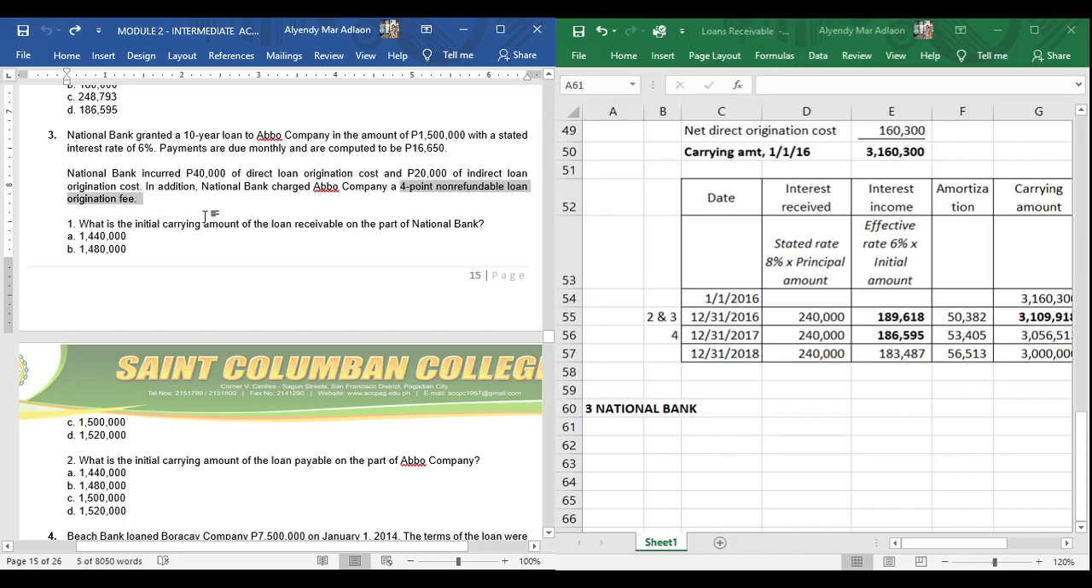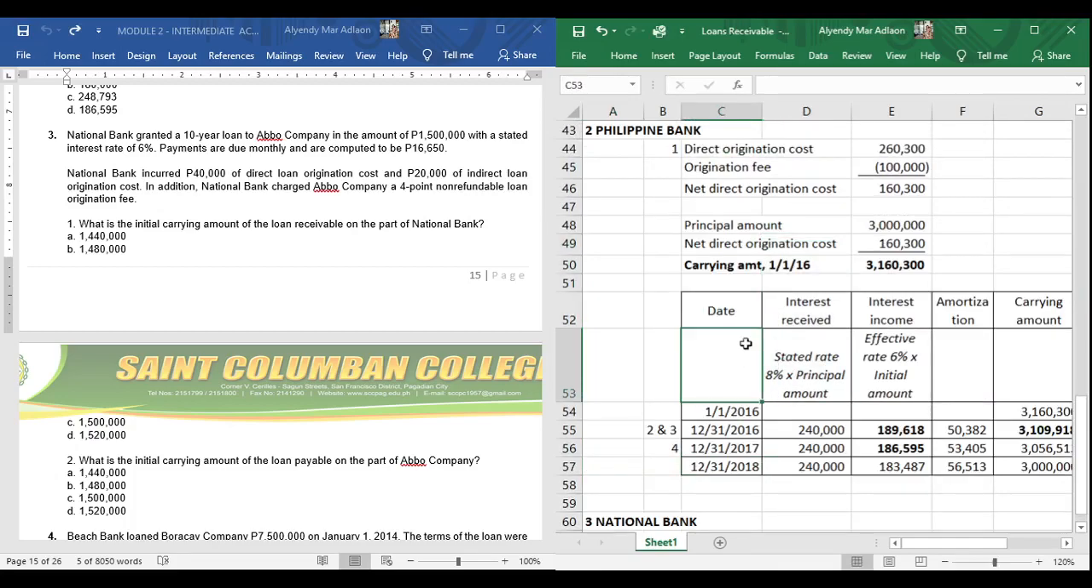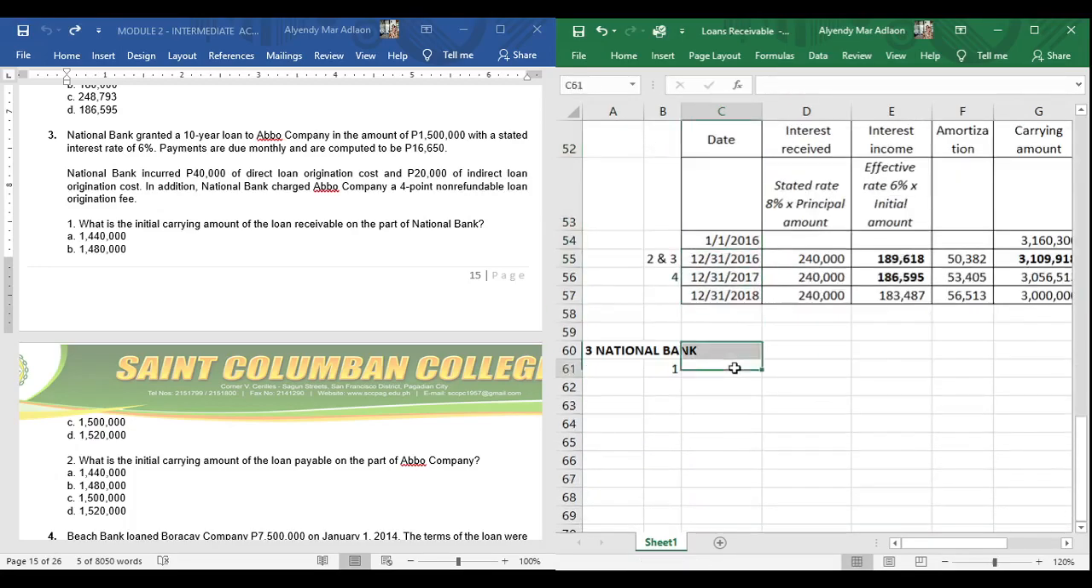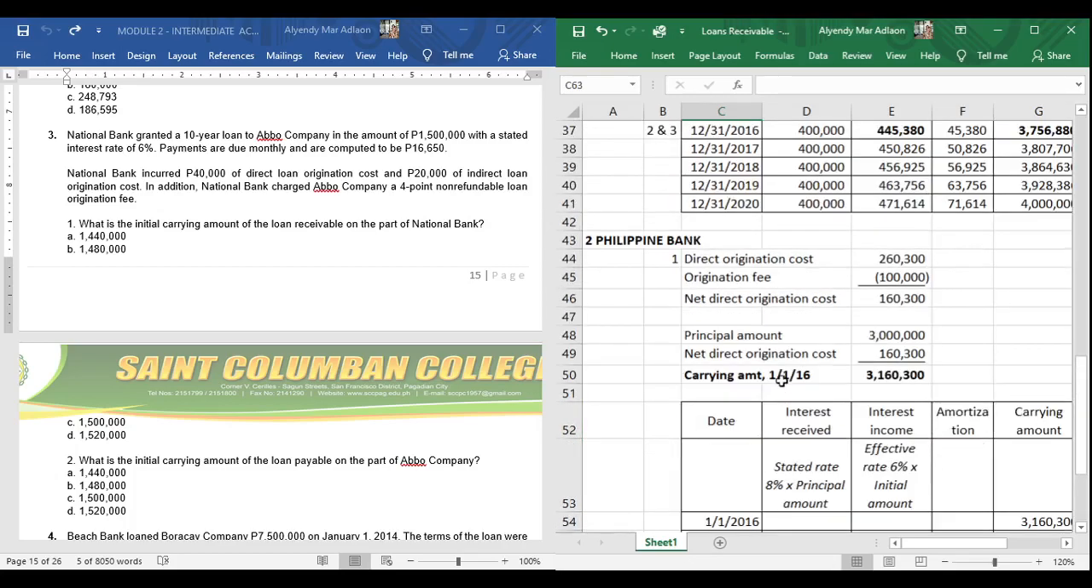So, what is the initial carrying amount of the loan receivable on the part of the National Bank? Okay, we see the bank, so the same treatment as in the previous problem. So, the initial carrying amount would be the principal amount, and then we just add the direct origination cost and then deduct the origination fee.